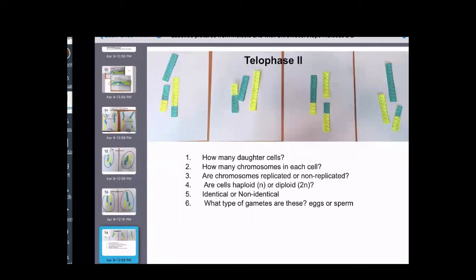So in the end, meiosis produces 4 daughter cells. Each one still has 3 chromosomes, but they are non-replicated. The cells are haploid. And when you look at them, you can see that they are non-identical, because if you just look at the coloring, you can see that the chromosomes are not the same. But what every single cell has to have is a complete set of genes on each of those chromosomes. So final question here that would have come in, these are called gametes.